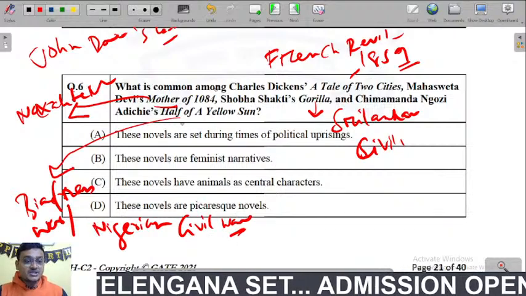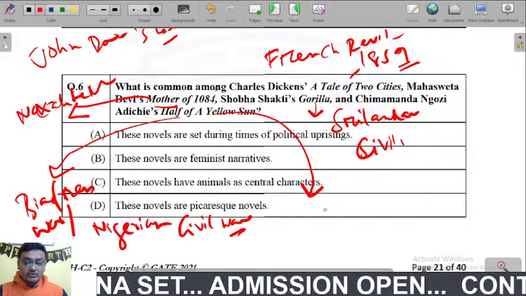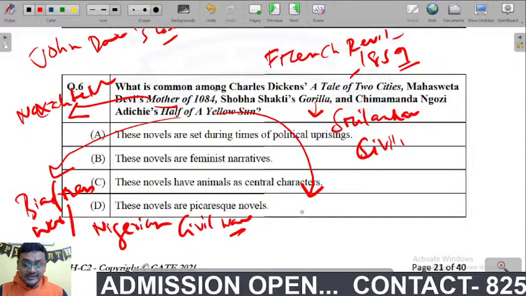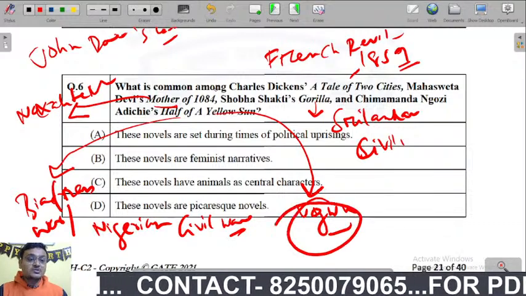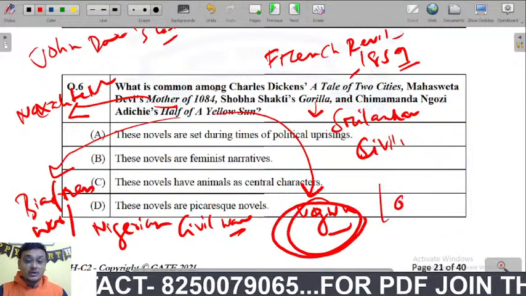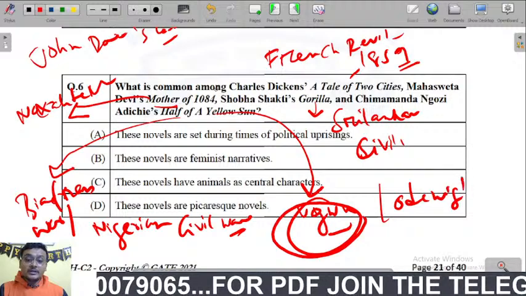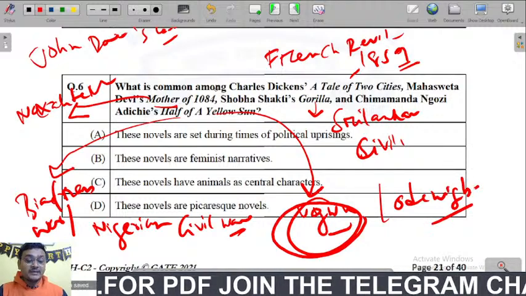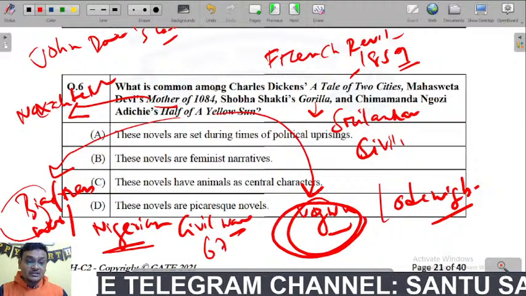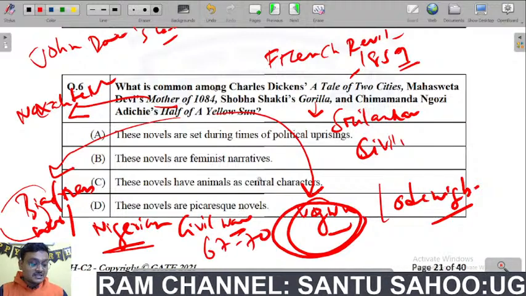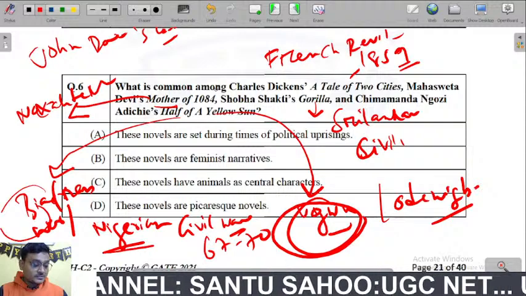In Half of a Yellow Sun we find the important character Ugwu. Ugwu is an important character of this work. Then Odenigbo is also an important character from this novel, set in the Biafran War, the Nigerian Civil War, from 1967 to 1970, I think, probably.